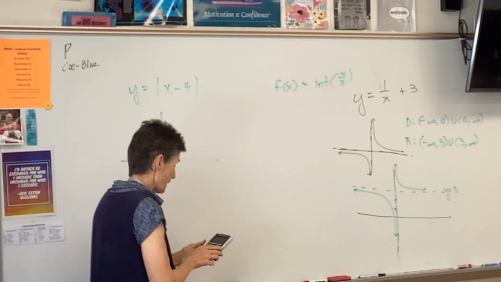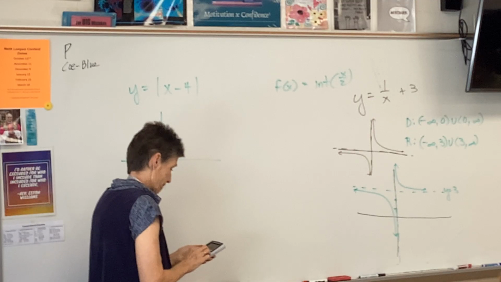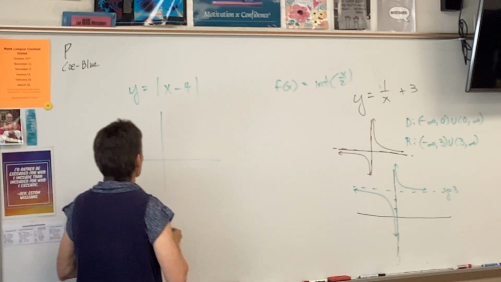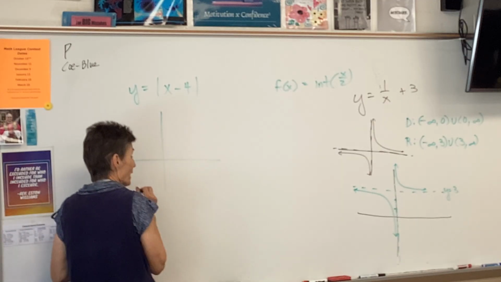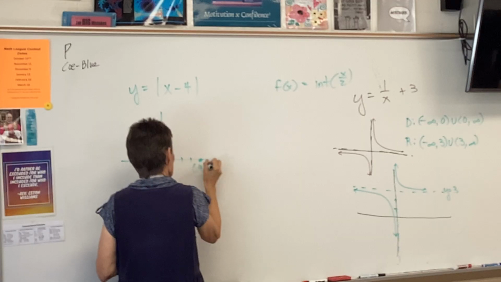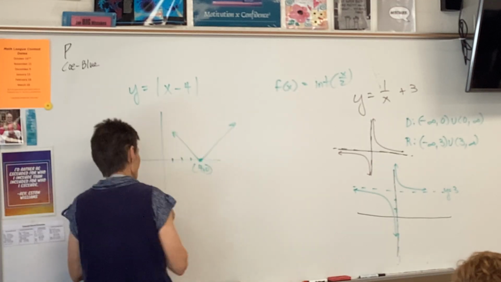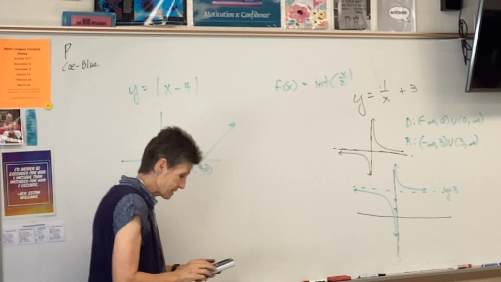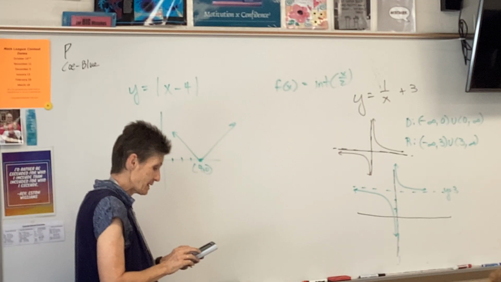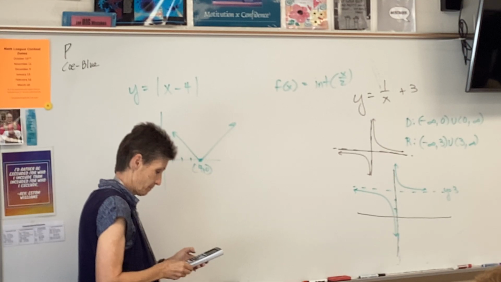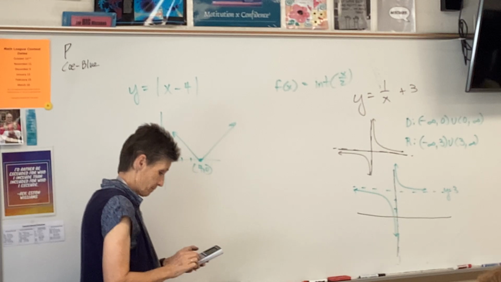What's this one gonna look like? Right. It'll look like a V. And move where? So if I'm graphing it by hand, that's where I graph. That is exactly what I should see on my calculator. Is it?